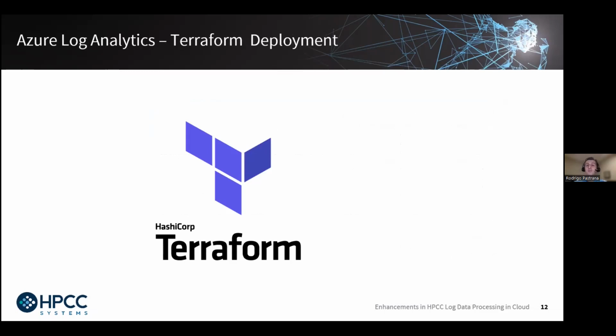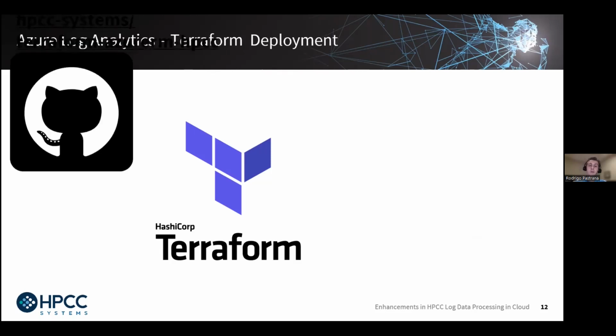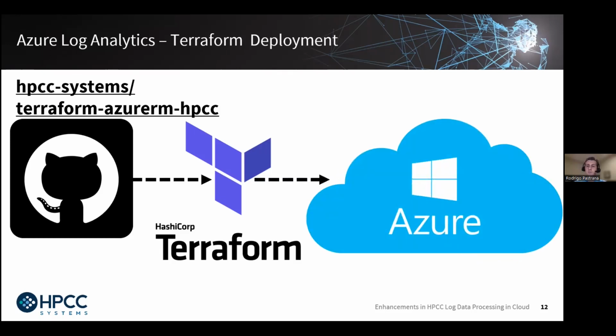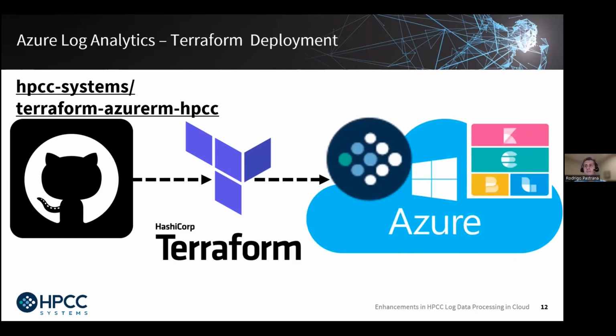For those targeting an Azure cloud deployment, the HPCC provided Terraform modules streamline this process even further. The modules are available from the HPCC Systems GitHub repository under the Terraform Azure RM HPCC project. With a single command, Terraform orchestrates a deployment of HPCC on AKS with a pre-configured Elastic for HPCC logs instance. The modules do require some configuration, which is documented, and several examples are provided in the GitHub project.